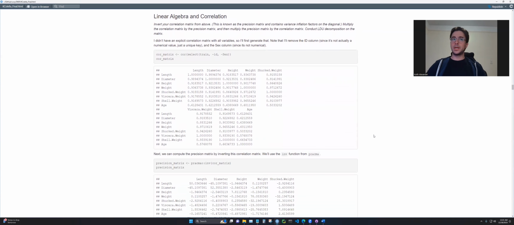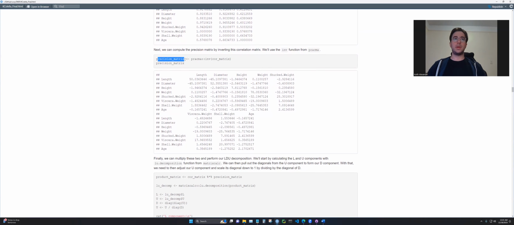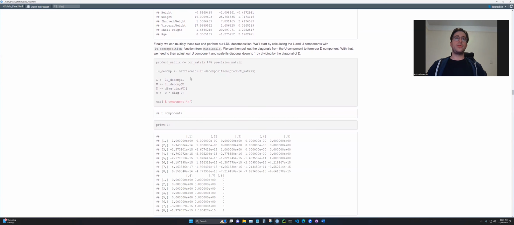Moving on to the next section, we're going to take a correlation matrix and perform some matrix operations on that. I've started off by generating this correlation matrix. I take the inverse to generate a precision matrix as instructed. With that, I can then take the product of the correlation matrix and the precision matrix and perform the LDU decomposition. Now, R doesn't have a function to do that decomposition automatically, but it does have one for LU decomposition. So we'll use that as a starting point to get our lower and upper triangle components.